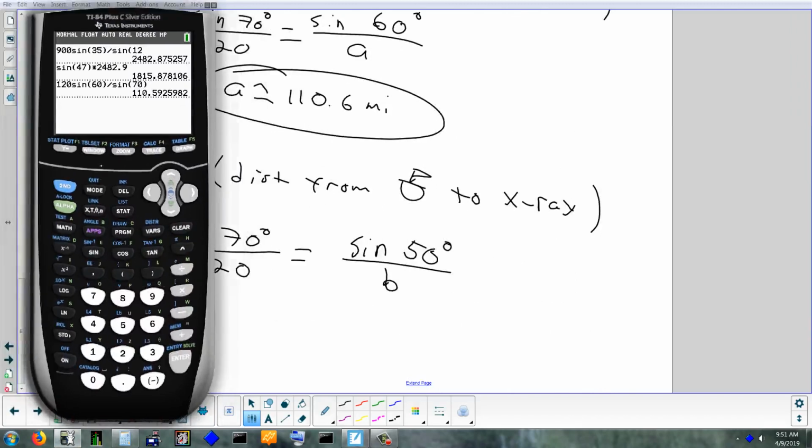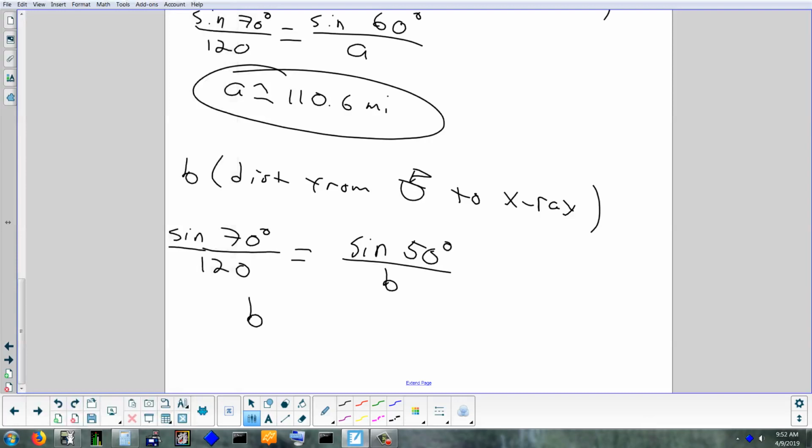Okay, let's type that in. So 120 sine 50, I'm just going to retype it all in from scratch, divided by sine 70. So that Coast Guard station is a little closer. Roughly 97.8 miles.